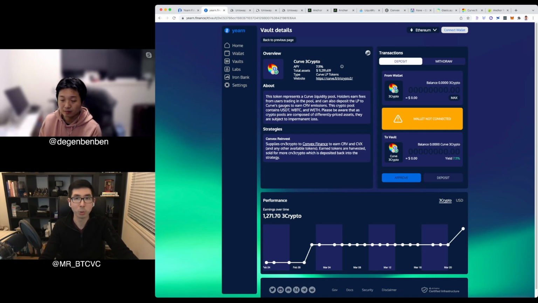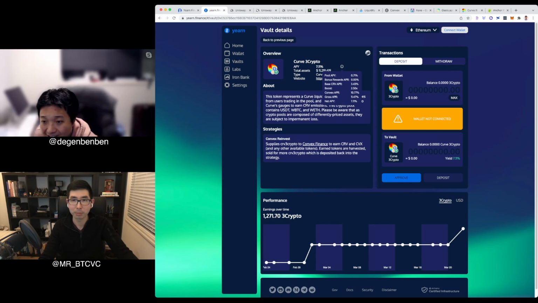So basically, you can take what we looked at before and put it here for even better efficiency. But what's interesting is that here you can see Convex APR 10.77, the gross APR 11.47, the net APR, which is after their fees, is 7.11. So it may not be worth it to use this because they charge high fees, it seems.